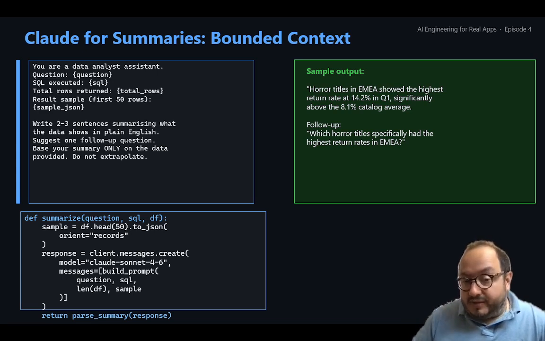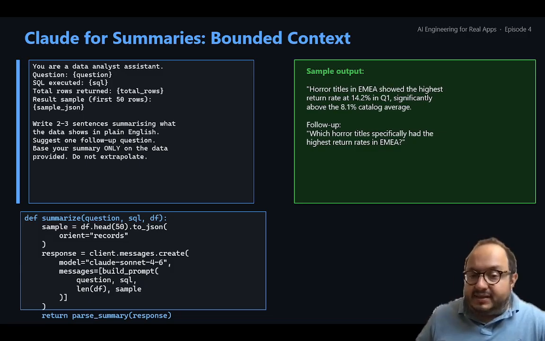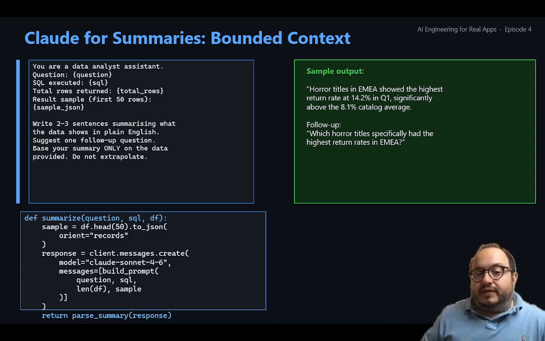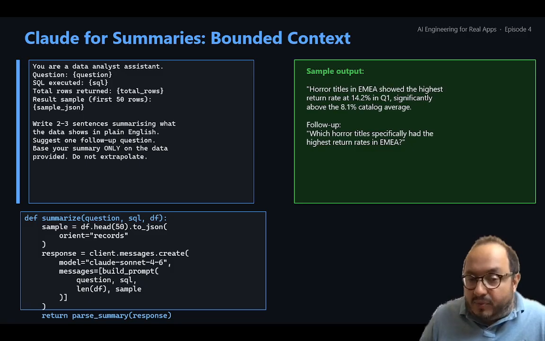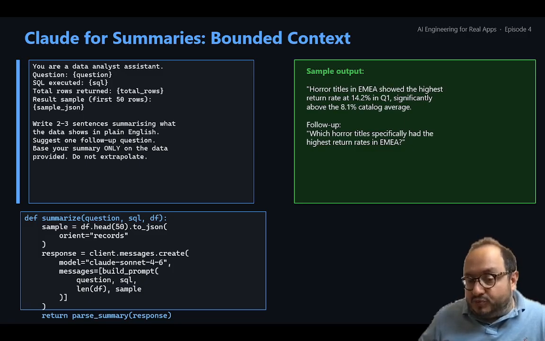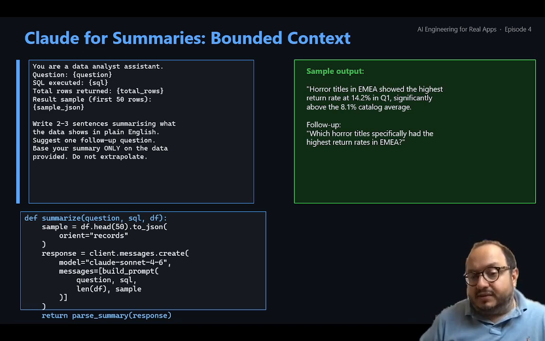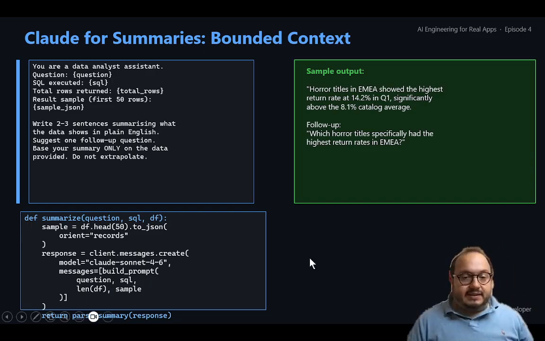One important constraint: we ask Claude to base its summary only on the data it can see. We explicitly say do not infer or extrapolate beyond the result rows provided. This reduces the risk of Claude generating confident-sounding statements about the broader dataset that are not supported by the sample. The response is parsed into two fields of the ChatResponse model: summary as a string and follow-up as a string. Both are optional. If Claude's response cannot be parsed into the expected format, we return empty strings and log the failure. Let's go back to summarize.py.